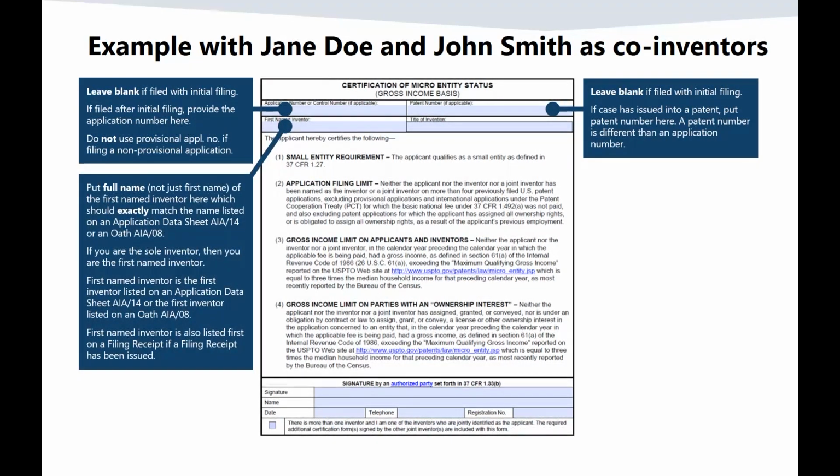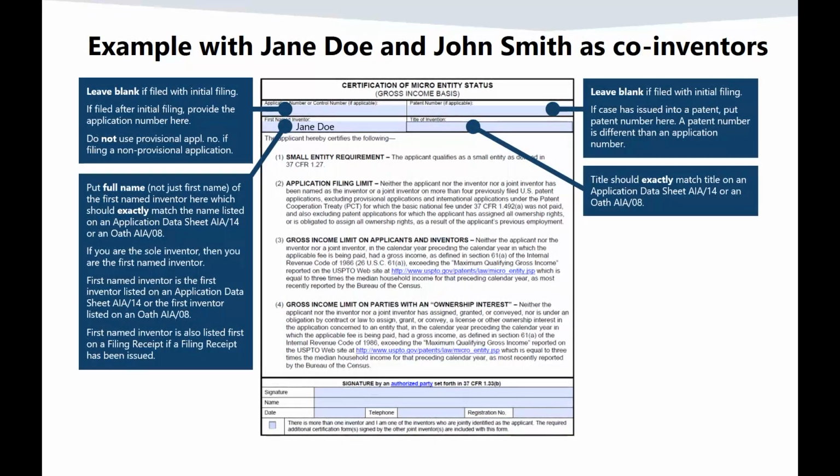In the first named inventor box, put the full name of the first named inventor. A common mistake to avoid is only putting the first name of the inventor because the full name of the first named inventor is required here. So how do you determine who is the first named inventor? If you are the sole inventor, meaning you do not have any co-inventors, then it is easy. A sole inventor is the first named inventor. If there are co-inventors, then the first named inventor is the first inventor listed in the application data sheet or on an oath that lists all the inventors. Also, if you have received a filing receipt, the first named inventor will be the first inventor listed on the filing receipt. In our example, Jane Doe is the first named inventor.